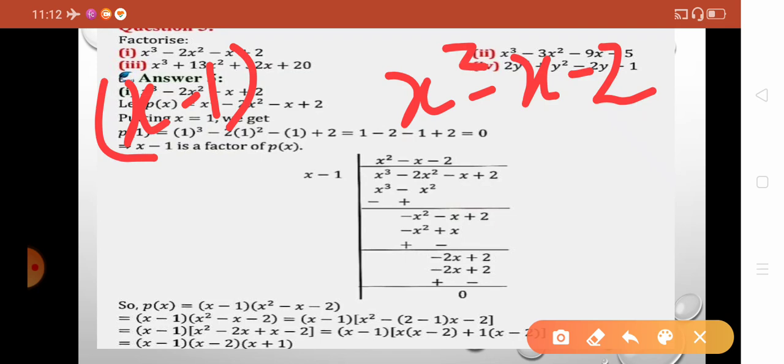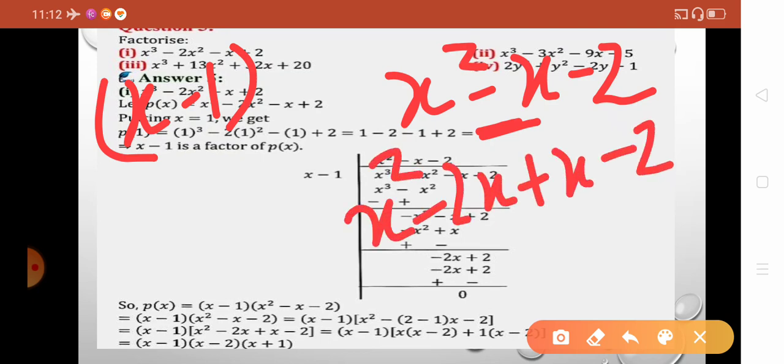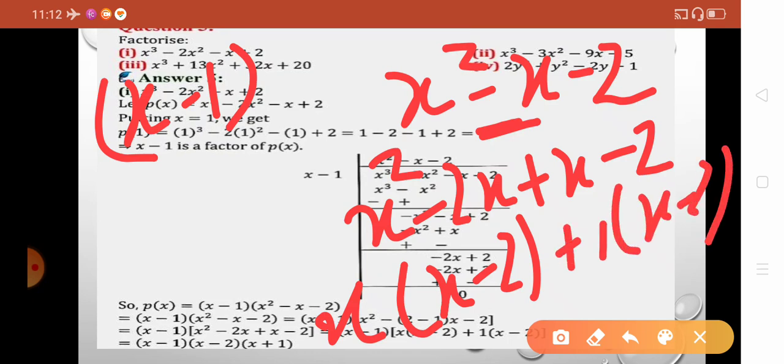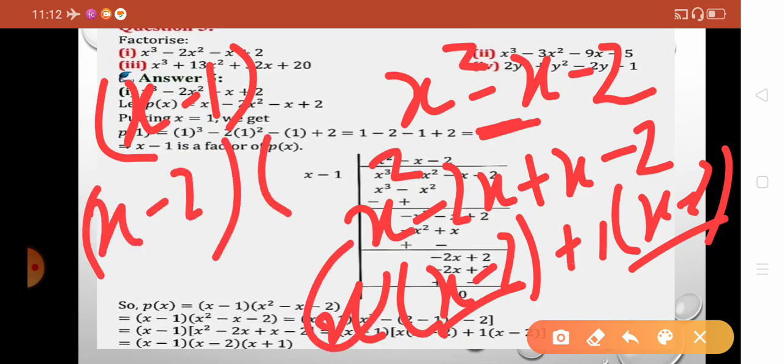The sum must be equal to minus 1 and the multiplication should be equal to minus 2. That can be minus 2 and 1. So we can write it as x square minus 2x plus x minus 2. From the first two terms x will be common, x minus 2, and from the last two terms 1 is common, again x minus 2. So x minus 2 common, we will write here x minus 2 and we will be left with x and plus 1. So we will write here x plus 1.